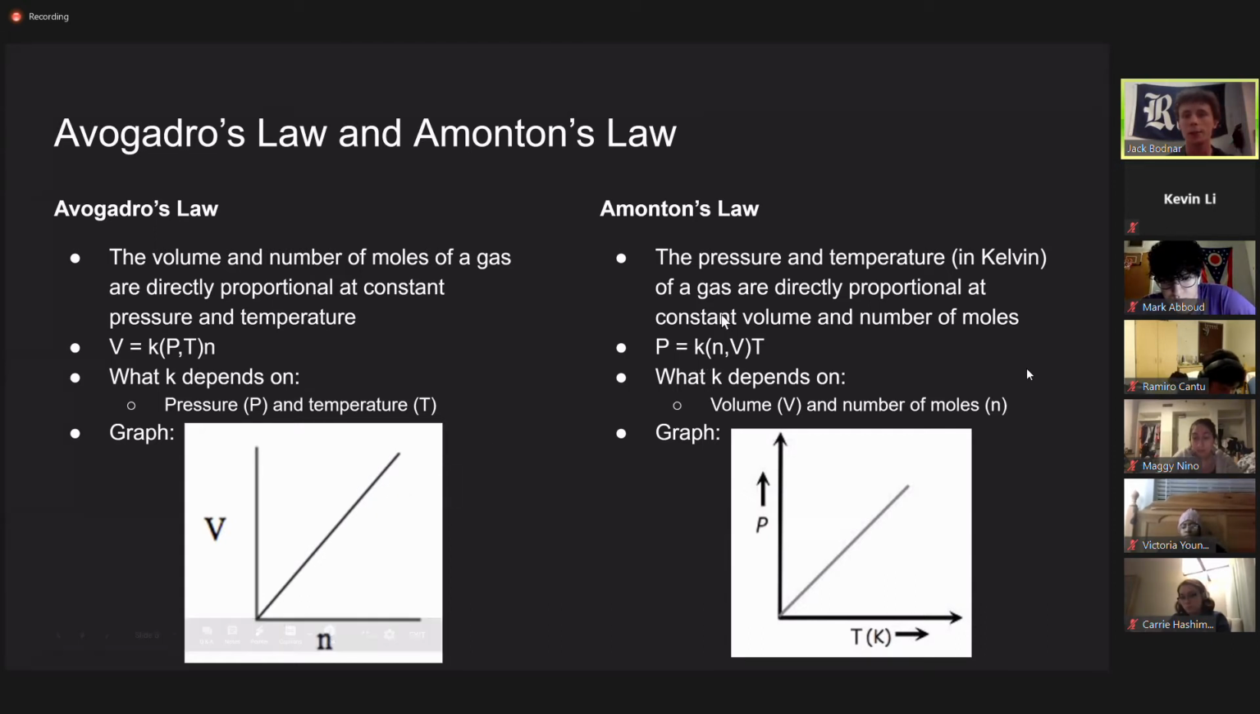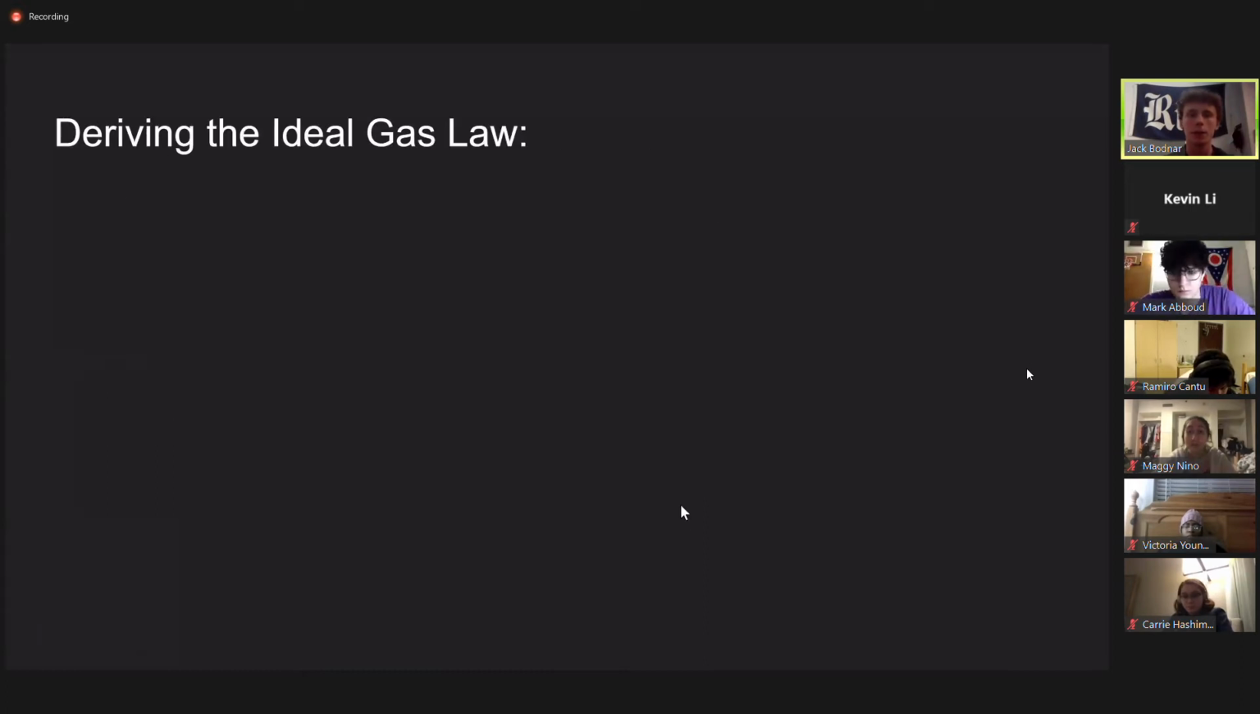Similarly, with Amontons' law, pressure and temperature of a gas are directly proportional. We can write that mathematically as P equals K as a function of N and V times T. Similarly, our graph is a linear curve between temperature in Kelvin and pressure. Again, note temperature is in Kelvin, not degrees Celsius here, because we have to go through our origin.